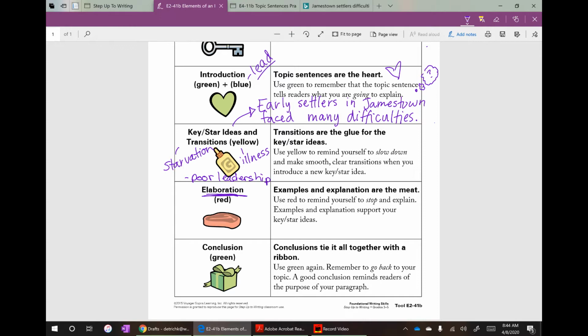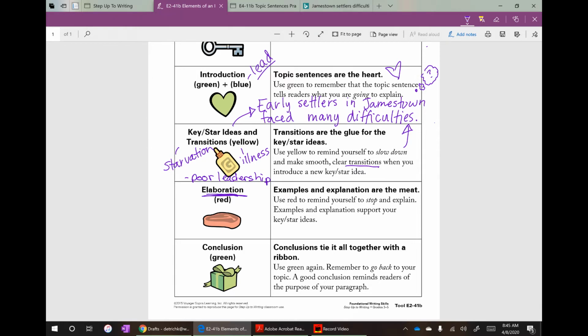Anyway, so your key star ideas really remind you to slow down. You want to make a good transition, and you want to say what it was that they were facing. So if they were facing many difficulties, we want to let people know what those difficulties were. So now, down here in my elaborations, I'm going to give examples or an explanation of it.